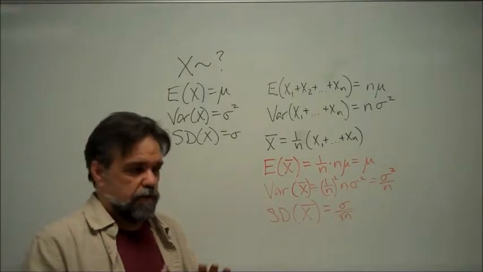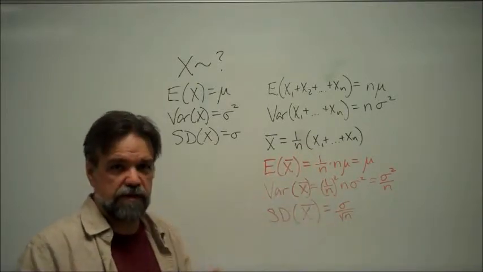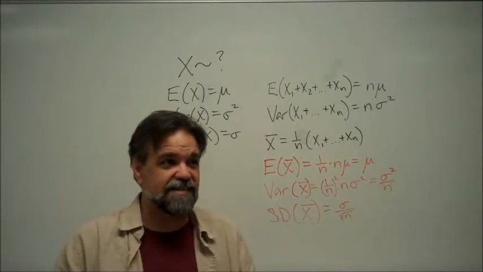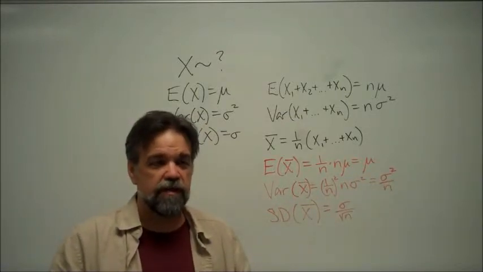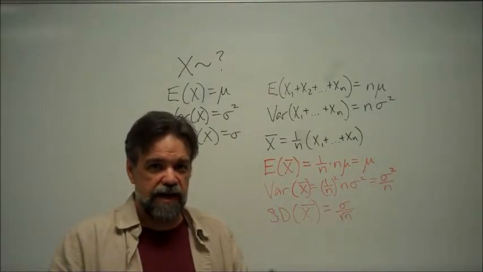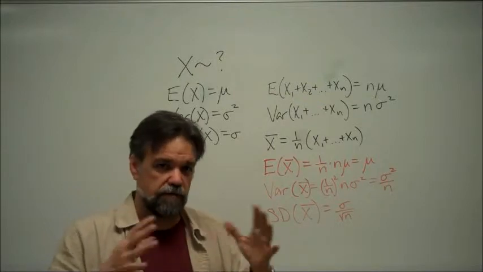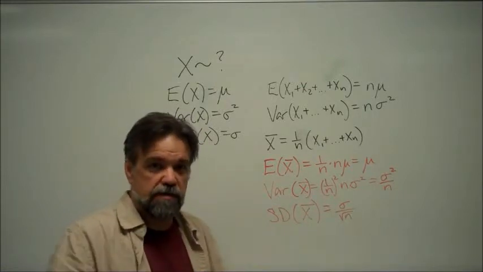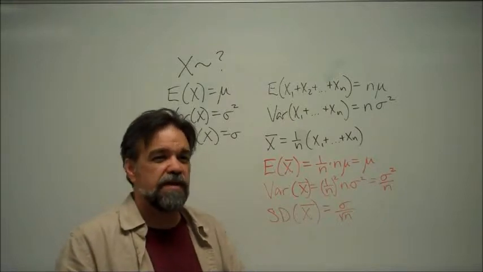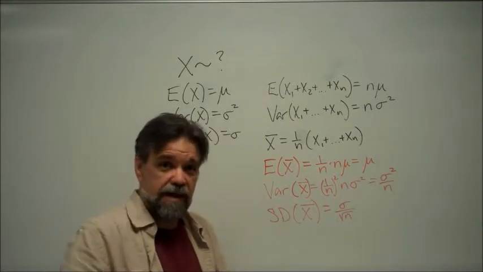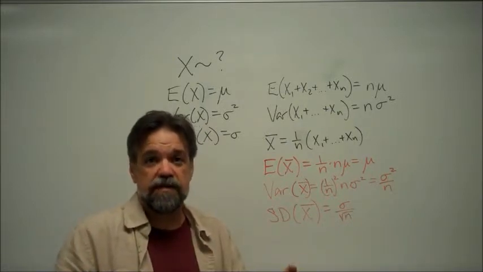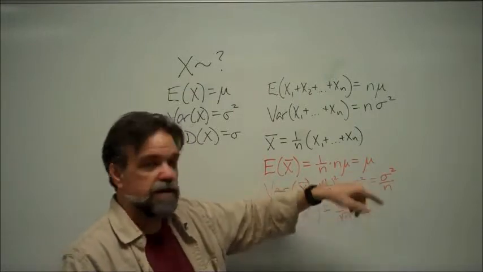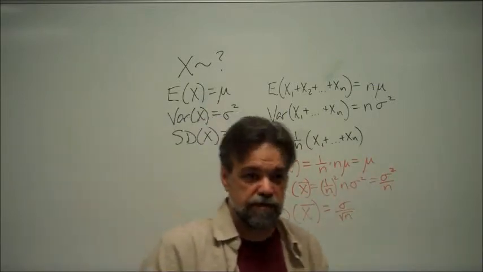So let's talk for a second about what we just calculated here and what that means. Well, think about it. The expected value of X bar is mu. That's not all that earth-shattering. I'm trying to find the average IQ of all the Americans, okay? Of all 300 million of us. So what do I do? I take a bunch of samples, and I take the averages of those samples. Well, what would the average of all those averages be? The average that I'm looking for. For me, it makes intuitive sense, okay? If you have a whole bunch of sample means, the mean of those means would be the mean of the entire population.